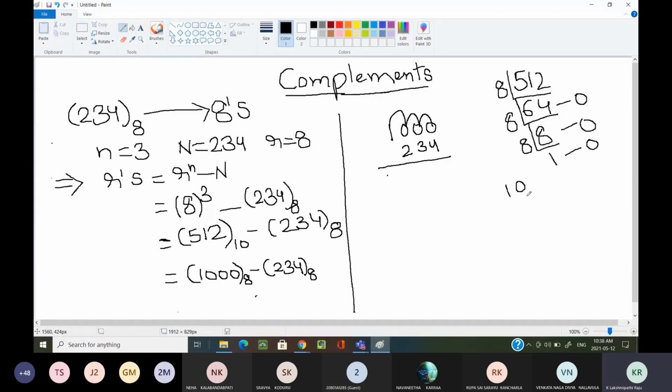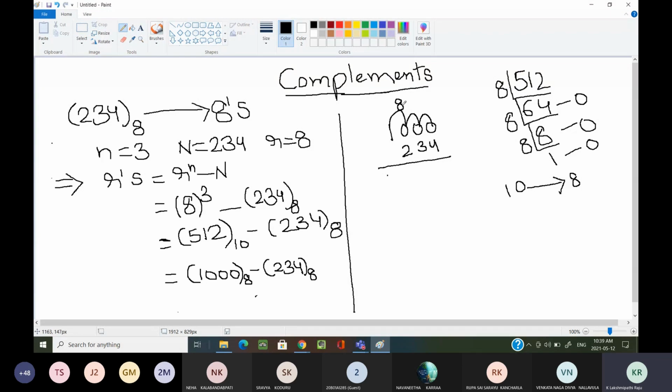Someone has understood that 10 is nothing but 8 in our decimal number system. Those who are understanding, very good. Please be quiet, because the other people are not understanding. Here I have taken borrow the first time. Then what will this number become? 10 in octal is nothing but 8.